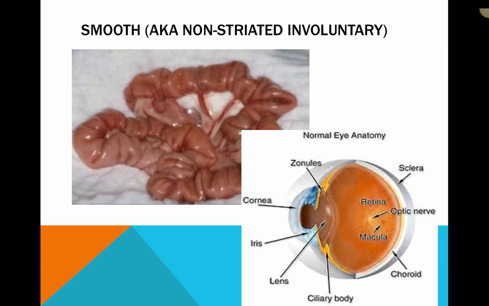Okay, last we have smooth, also called non-striated involuntary. Smooth muscle we break into 2 different types. We have visceral smooth muscle, and we have multi-unit smooth muscle. Visceral smooth muscle is contained in large sheets of cells in the walls of hollow organs. Multi-unit smooth muscle are small, discrete groups of cells, and they work on their own.